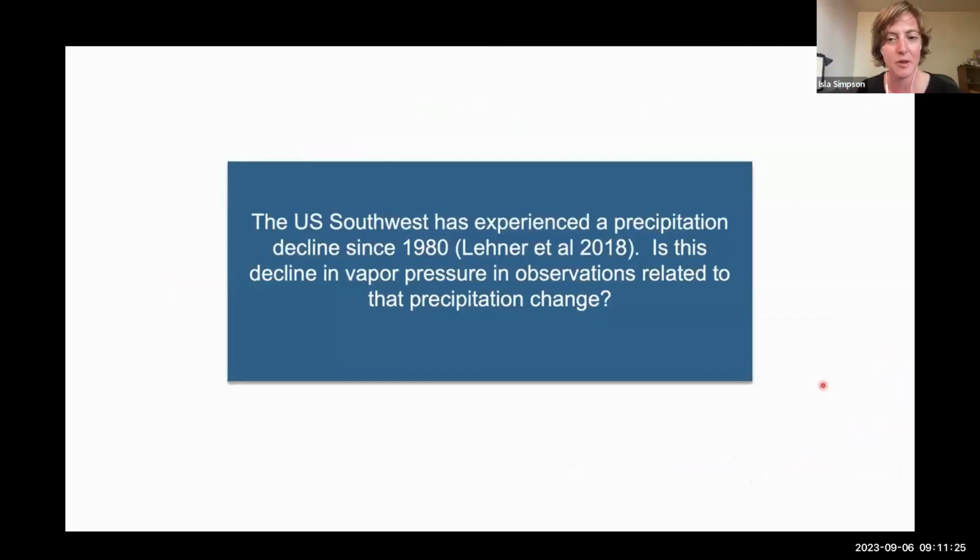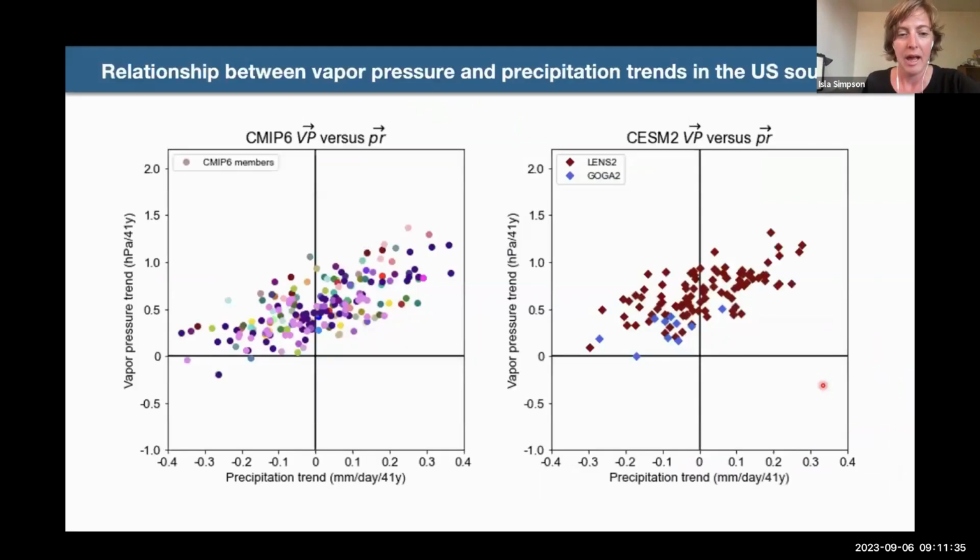Now, the Southwest has experienced a pretty big precipitation decline since 1980, so we could reasonably expect that this vapor pressure decline is related to that. Here I'm showing you the models, with CMIP6 on the left and the CESM2 simulations on the right. On the x-axis is the precipitation trend over the Southwest, and on the y-axis is the vapor pressure trend. So we learn a couple of things here.